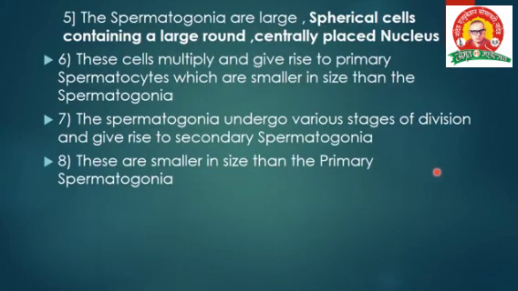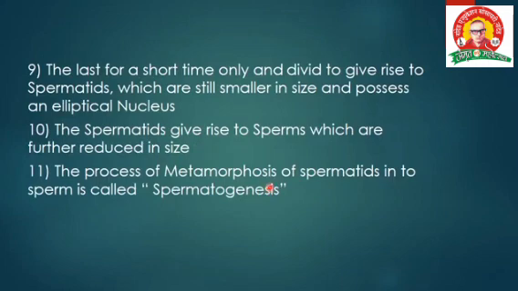Okay. These cells multiply and give rise to primary spermatocytes, which are smaller in size than the spermatogonia. Next, they undergo various stages of division, as I already told, and give rise to secondary spermatocytes. The process is going on. These are smaller in size than the primary ones. They last for a short time only and divide to give rise to spermatids.